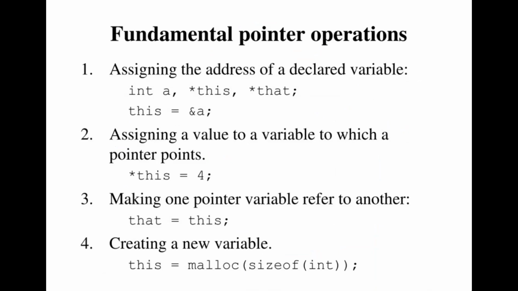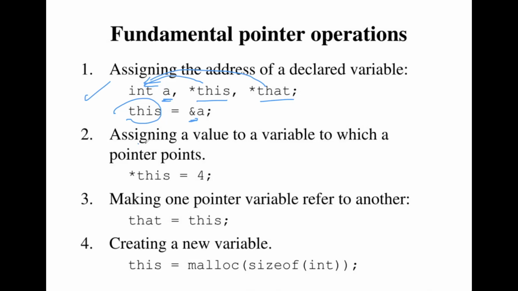Let's look at some fundamental pointer operations, such as pointer arithmetic. This is how we inline the declaration of various different variables. There's 3 of them: integer a, pointer this, pointer that. And this pointer points to an integer. So does that, which also points to an integer. Because this is a pointer, it can store the memory address of a. So this is just an example of how we can assign the address of a declared variable to something else. But that something else must be a pointer.